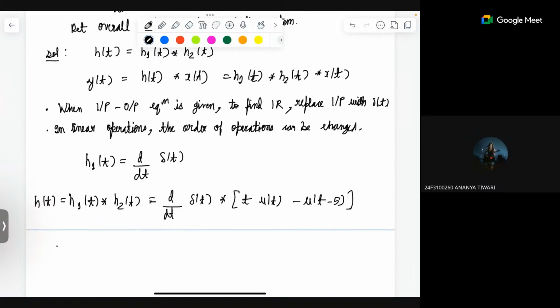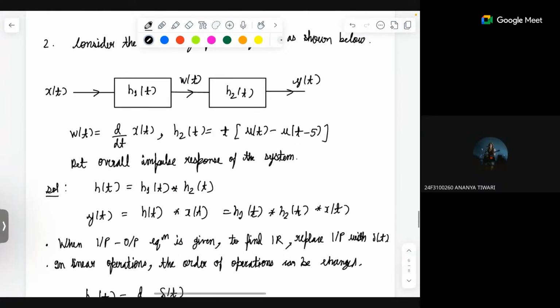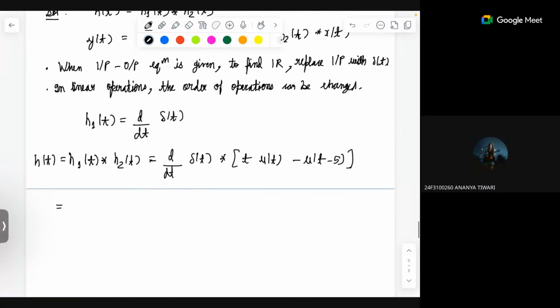Now, ma'am, that t was outside, right? t was outside, so u(t minus 5) will get multiplied by t also. Yes. Thank you. So this is what we have.